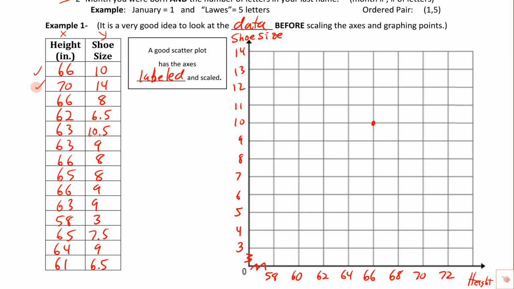70 and 14. So let's do 70 and 14. That would be way up here. Keep going here. 66 and 8. We're going to be right here. I'm going to go ahead and put all of the rest of them on here. I'll be back in just a second.